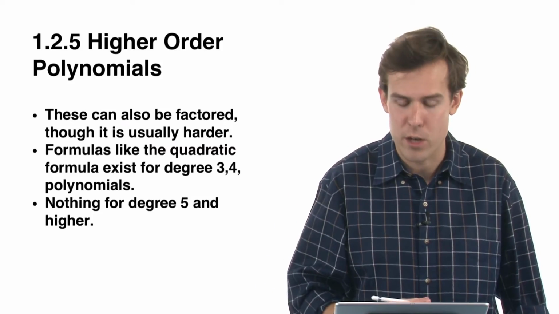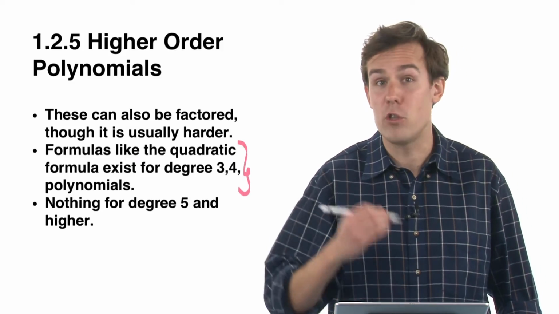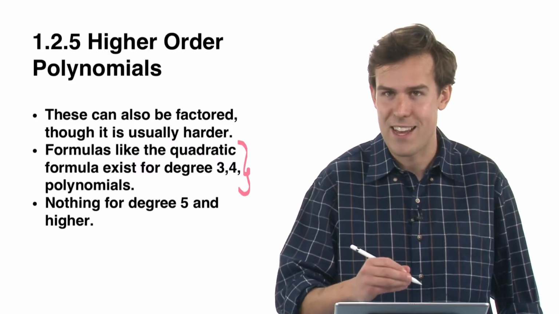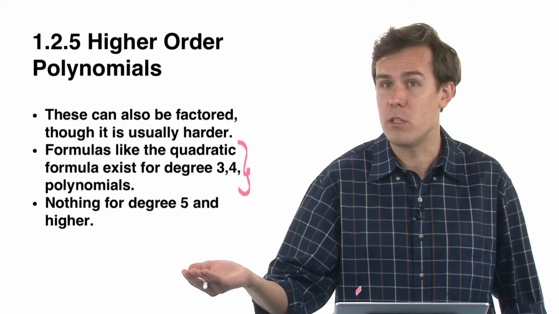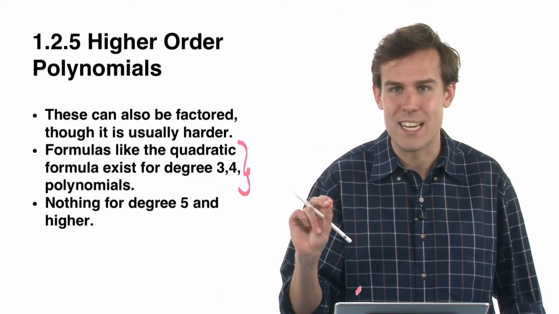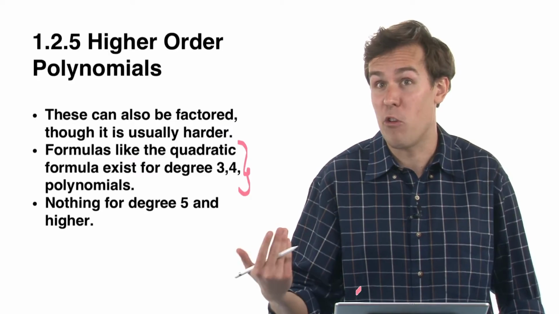that I think is interesting to know, which is that there are things like the quadratic formula for degree 3 and 4 polynomials. That is, you tell me the coefficients of the polynomial, I tell you where it's equal to 0. Nothing like this even exists for degree 5 and higher. So this might give you some sense for how things get a little weird.